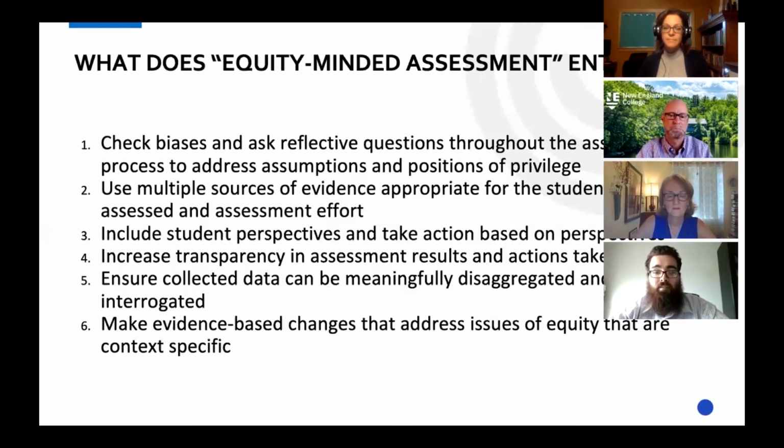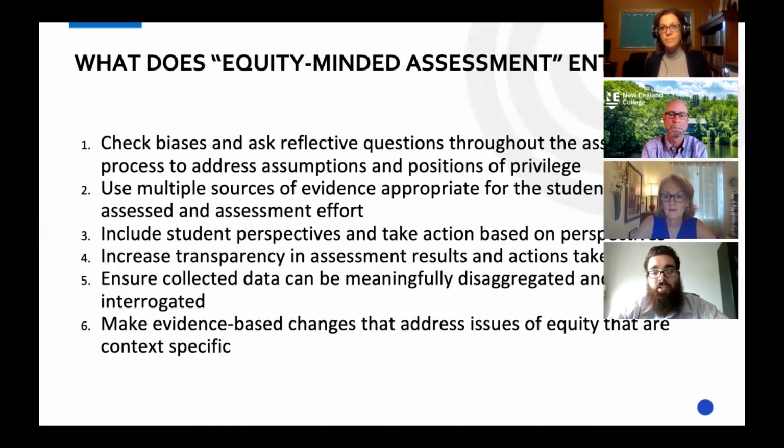We need to have students more actively involved in assessment, which is ultimately a process that will impact their own learning, right? But it's not enough to just listen to students. It's not enough to just have their voices at the table. We also have to take action based on what they share with us. The fourth point here takes that a little further. On top of taking action, we also have to increase our transparency in the assessment results, yes, but also in the actions that we take, right?